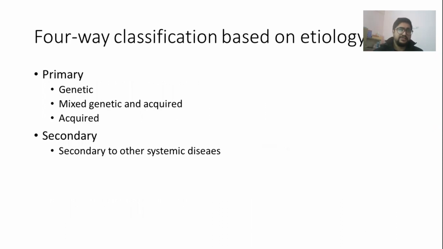Similarly, they can be classified based on the etiology. They can be either primary cardiomyopathy or secondary cardiomyopathy. Secondary cardiomyopathies occur secondary to other systemic diseases, and the primary cardiomyopathies are mainly genetic or mixed genetic and acquired.